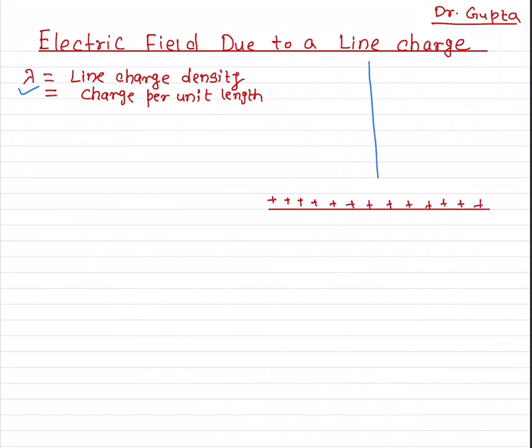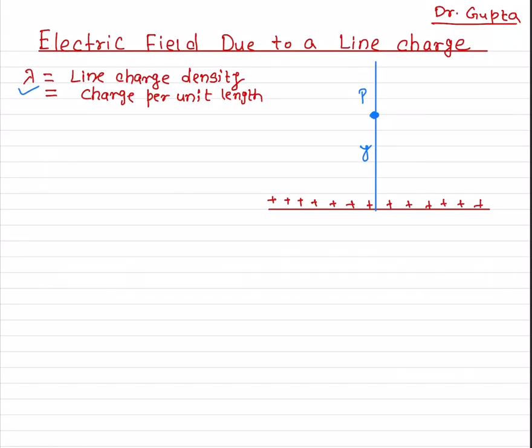Let me draw this way. So we are interested to find out the electric field at a point which is at a distance y from the wire. So this point P is at a y distance from the wire. And at the point P, we are interested in finding out the total electric field. How are we going to solve it?